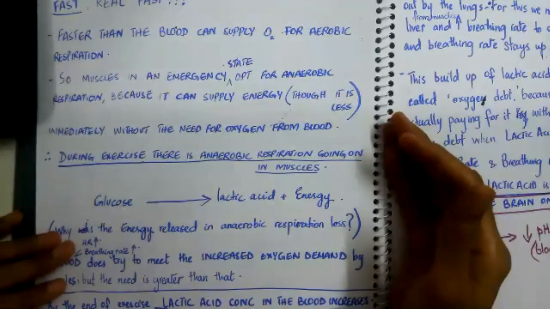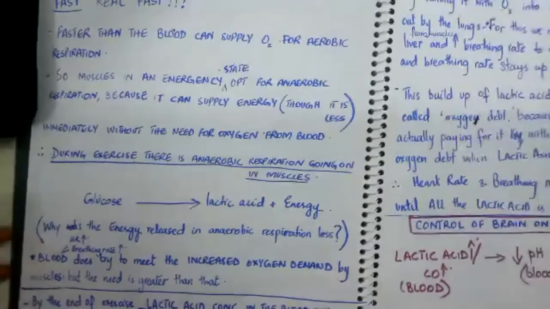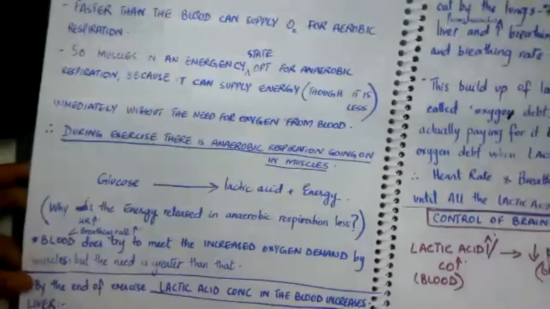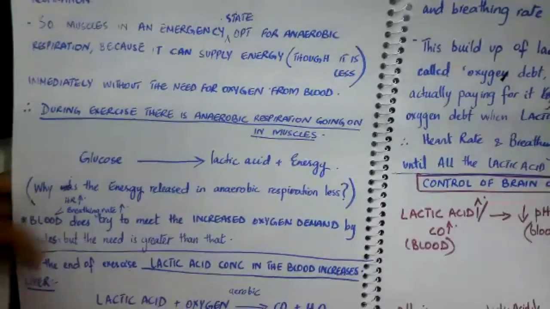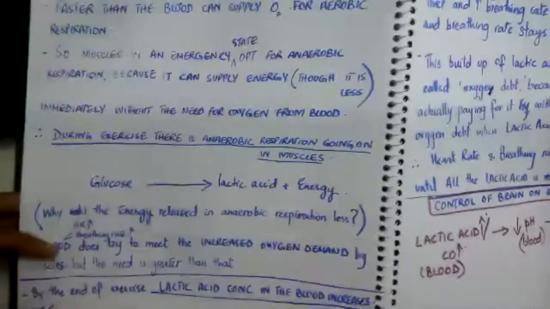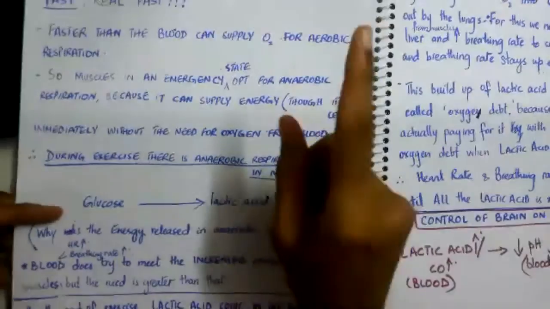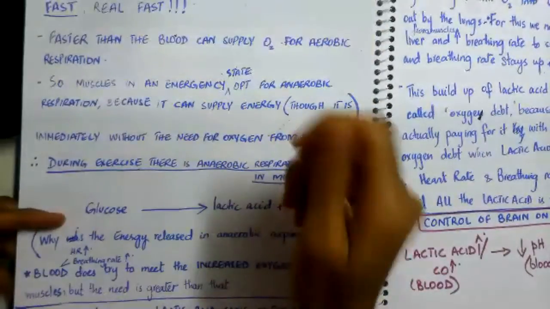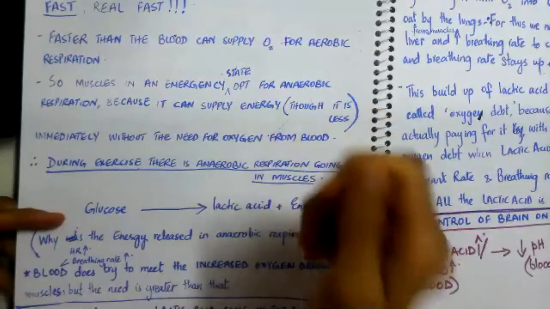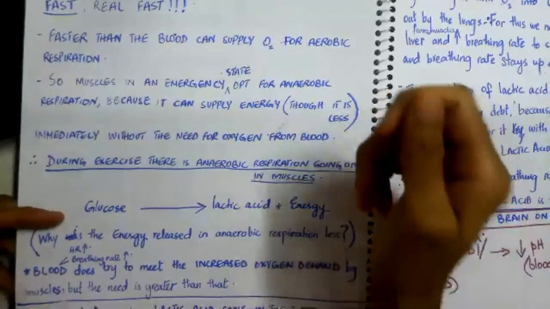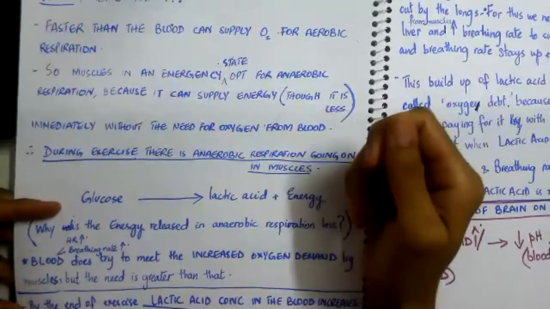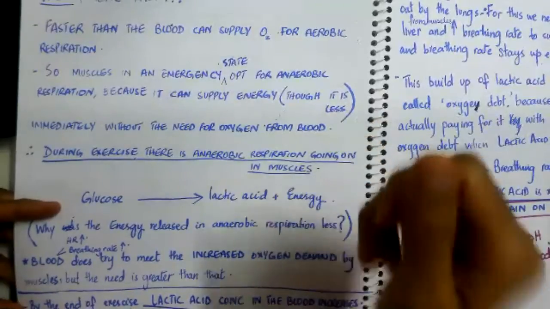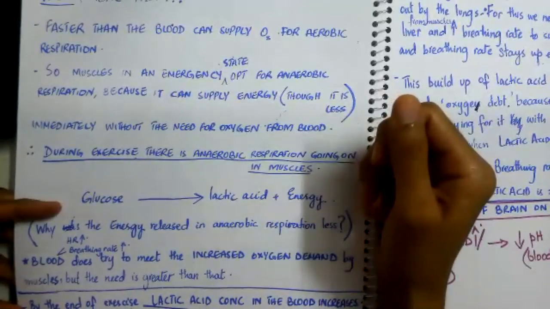So that is why in exercise the circulation increases, that is, heart rate increases, and the breathing rate increases as well, right? So when we are exercising, we require energy faster than the blood can supply us, and faster than the respiratory rate can supply us.